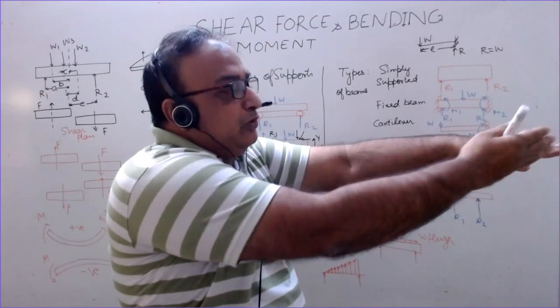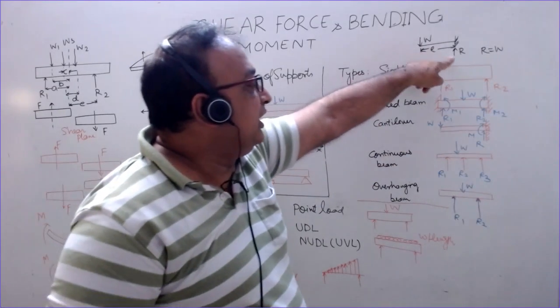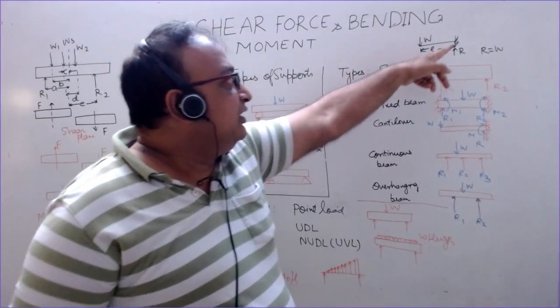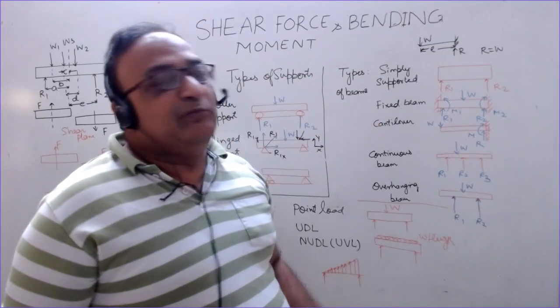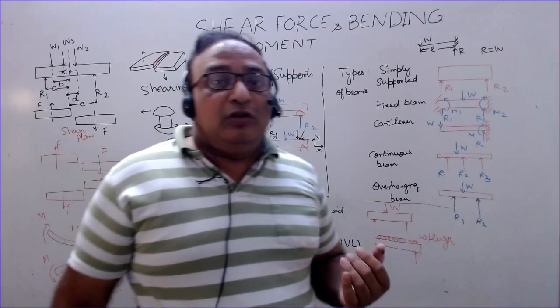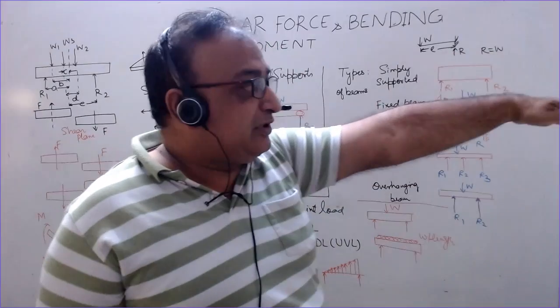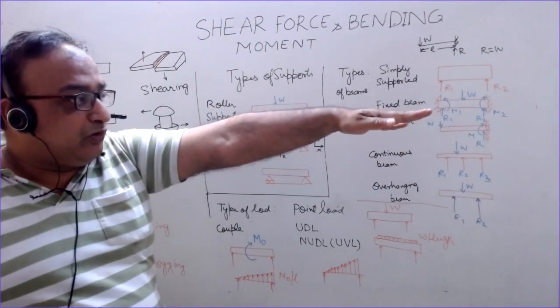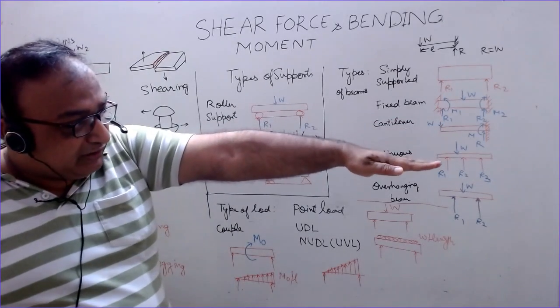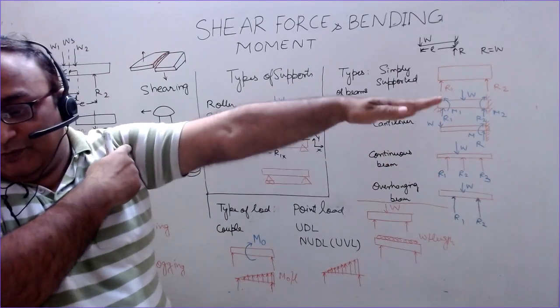So load W into L. W into L about this point is having a moment in this direction. It means that this load is trying to rotate the beam in this direction with respect to this point.